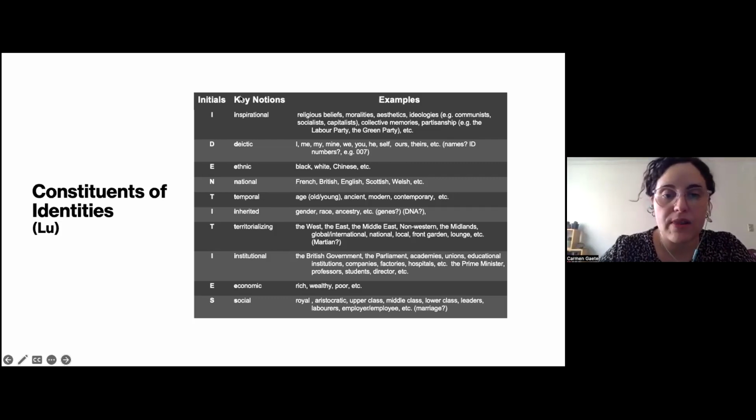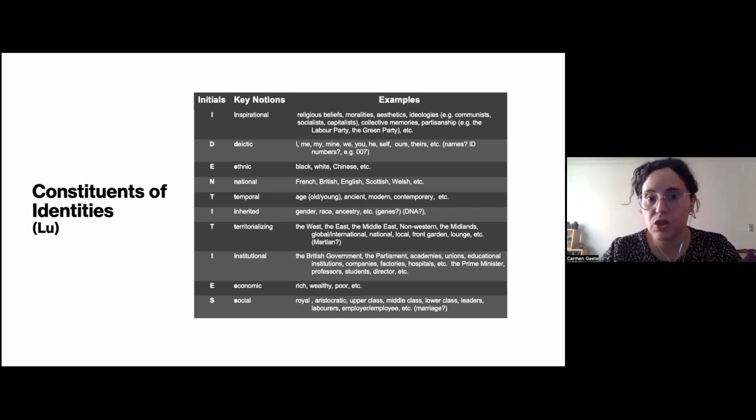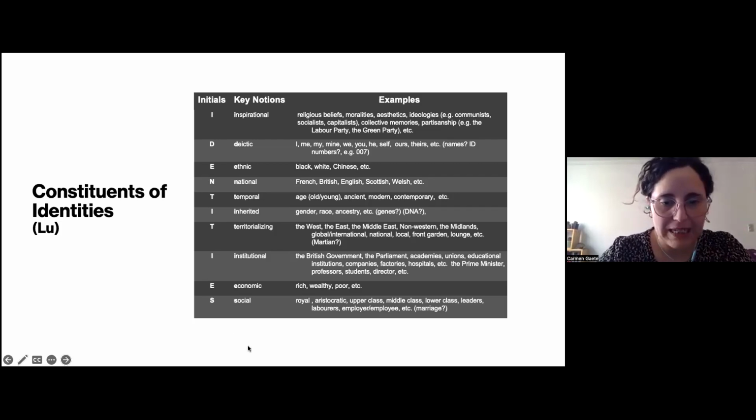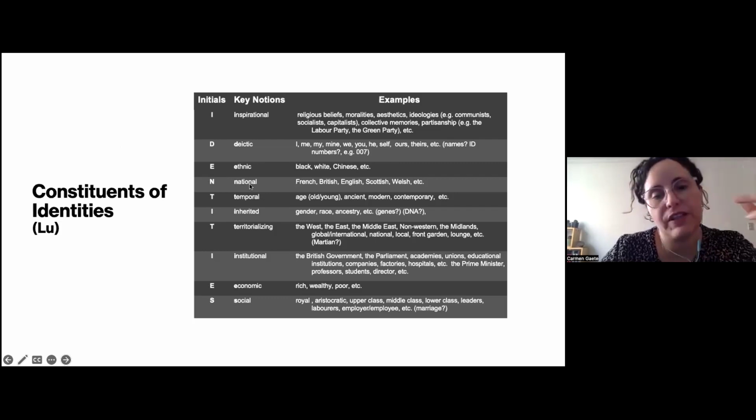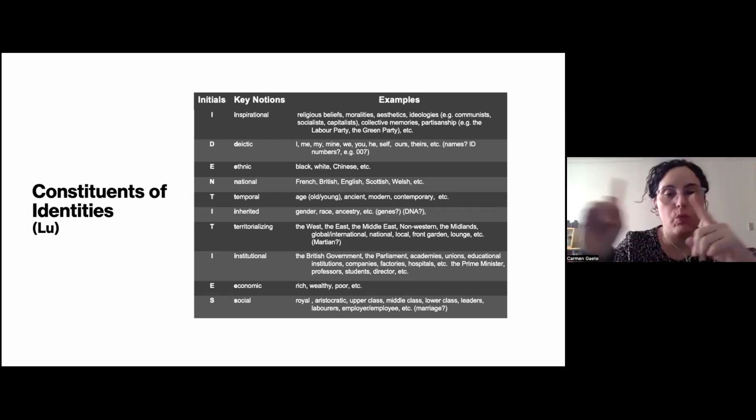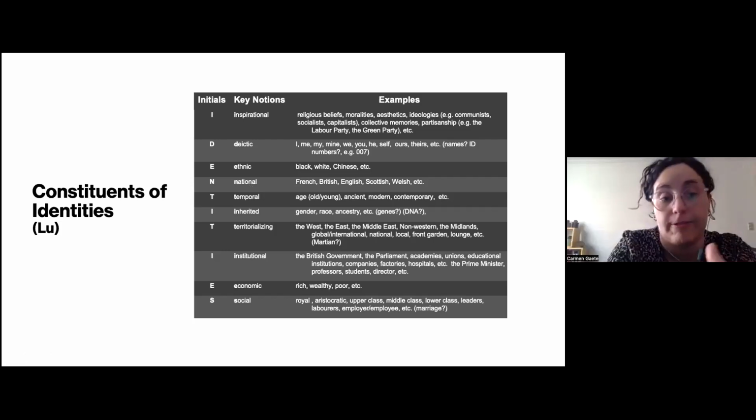Now, I was using the same chart with my language and culture students this semester, and one of them pointed out that there's a very important aspect of identities that is missing from this chart. Can anybody see that missing part as well? Gender, yes. Language, yes, very good. Language is perhaps something that's going to be missing here. Although we could say that language is part of the national identity, although, you know, the one-to-one relationship is not always clear, right?